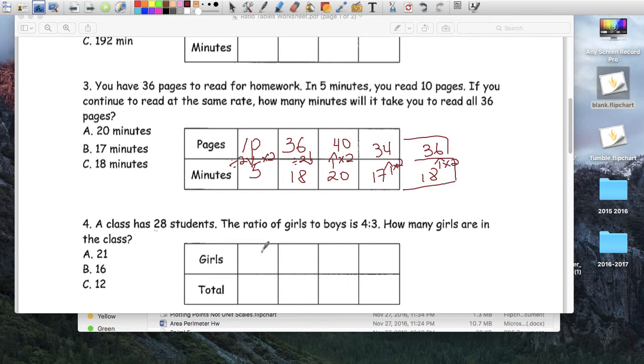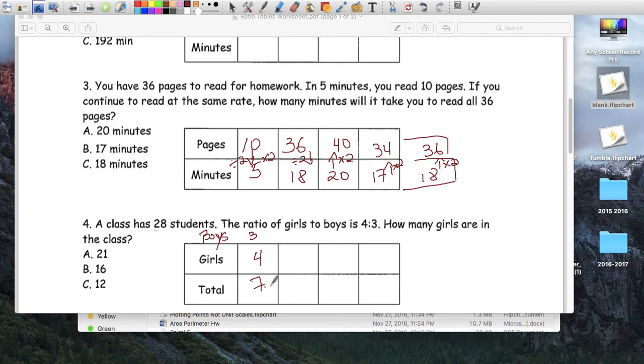A class has 28 students, the ratio of girls to boys. So I know there is 4 to 3. Here's 4 girls. Okay. 4 to 3. I'm going to add here. I'm going to do a little cheat here. Boys, no reason why I can't. So girls will be 4, boys will be 3. And my total there in this case is 7.